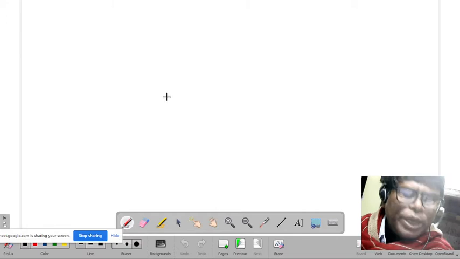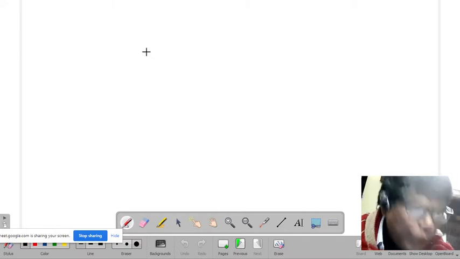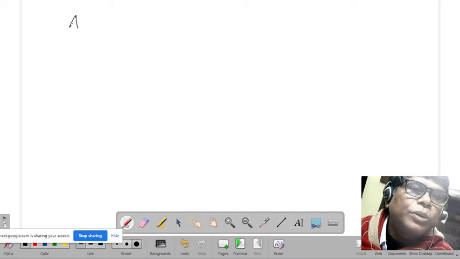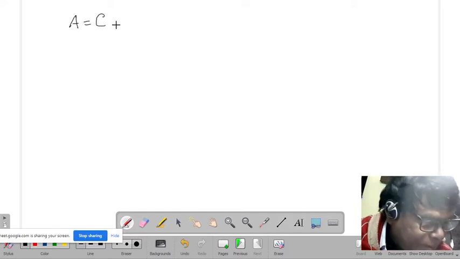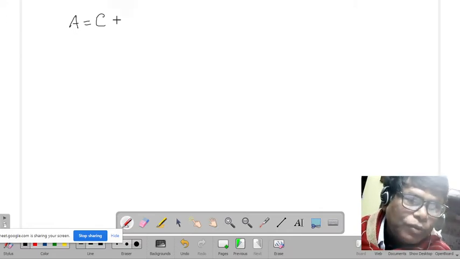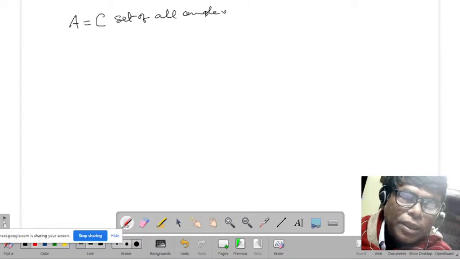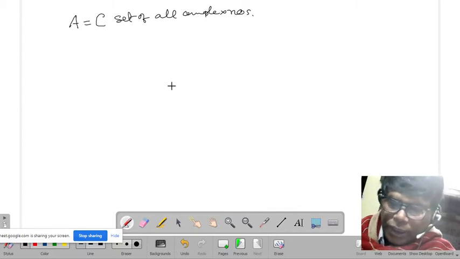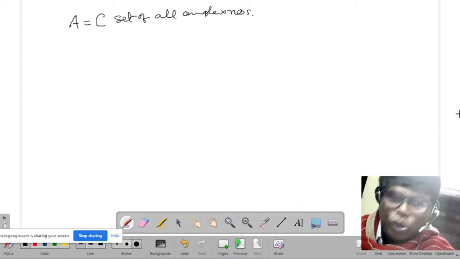Now that there are so many spaces, let us see what is the usual metric if A is equal to the complex space C. C means the set of all complex numbers. You should know the complex algebra. We need only the complex conjugate.